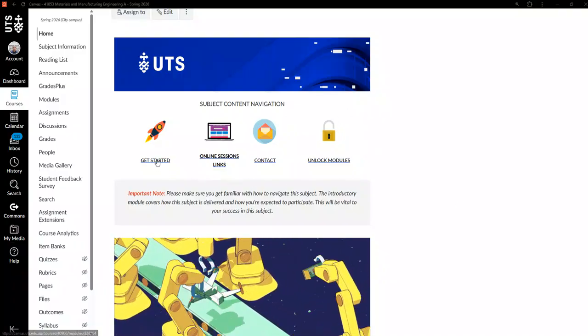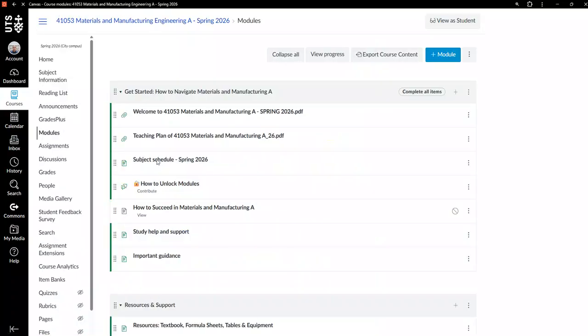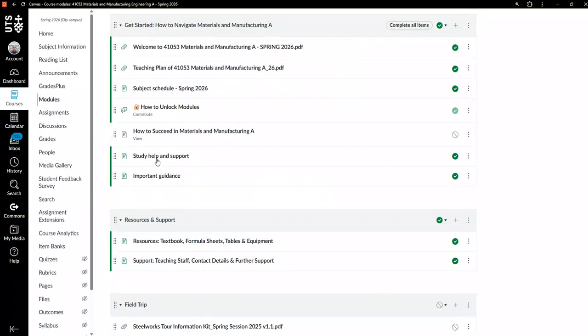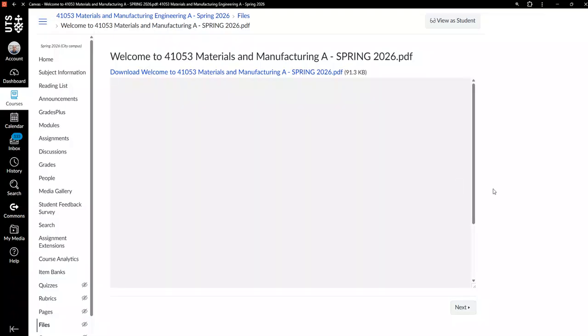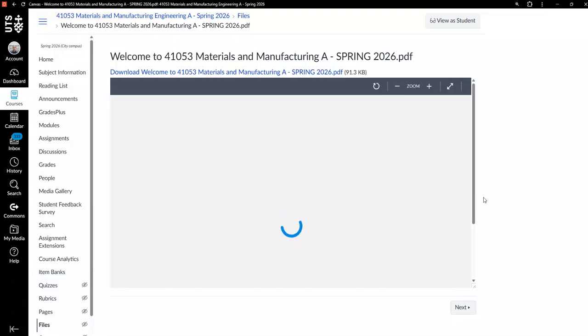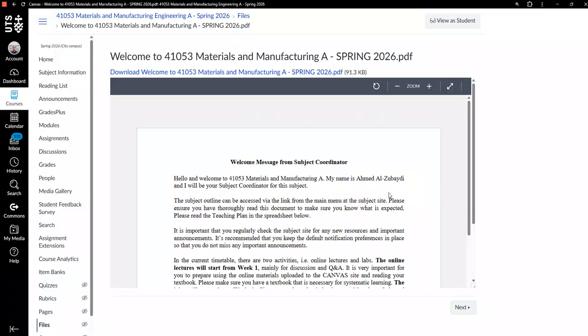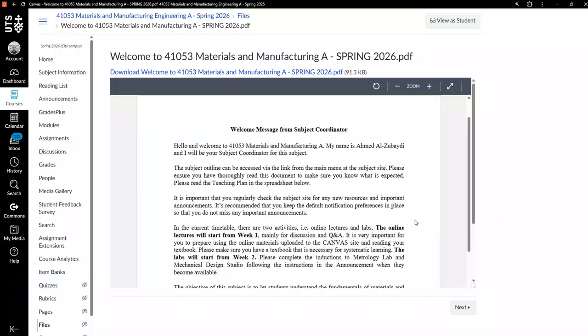I will go with the get started, and I will explain every single item we have here. First, the welcome to Materials and Manufacturing A. That's just a PDF file, and it's going to be a general talk about what we're going to have in this subject. That's something similar to the message I sent you online.